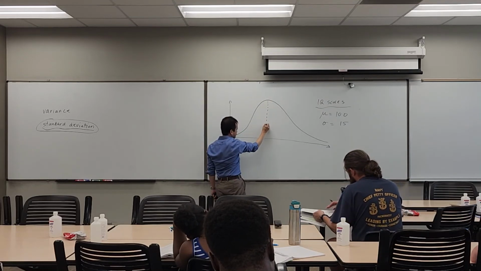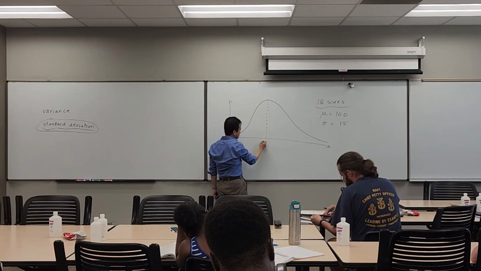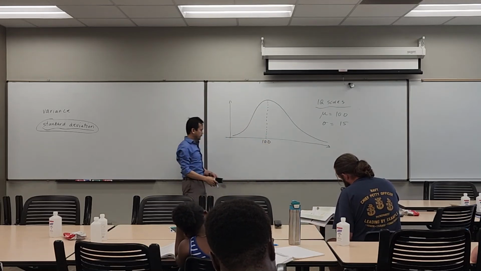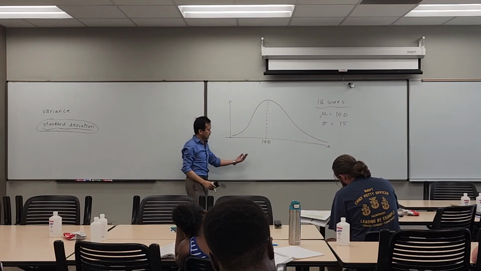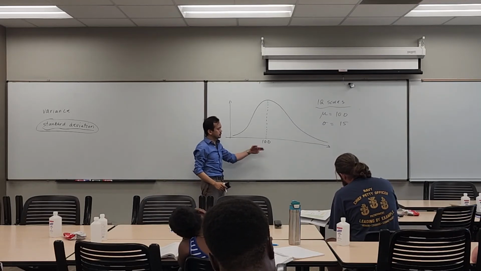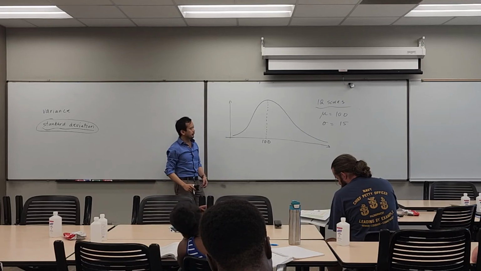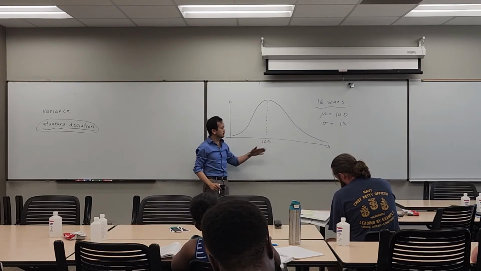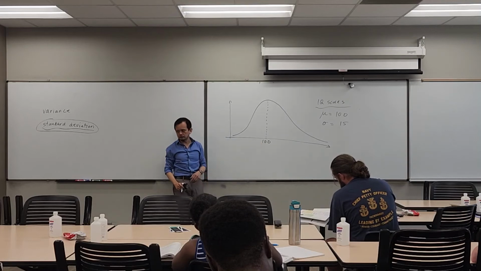So where this peak is represents the highest occurring IQ score, which is 100. So the most number of people in the population have 100 in their IQ score. And as you move away from 100 in either direction, fewer and fewer people have that IQ score.